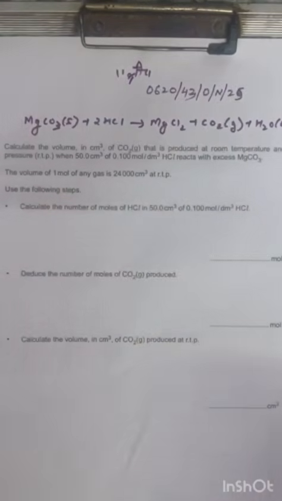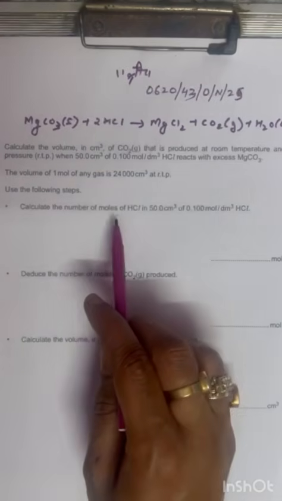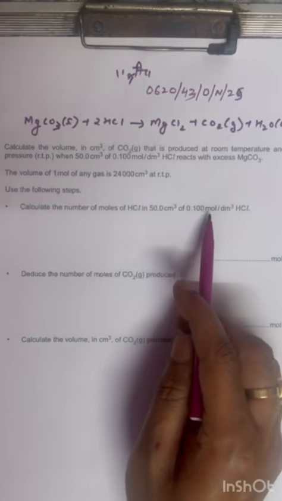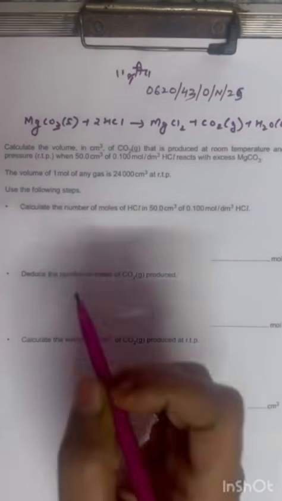It says magnesium carbonate, when it reacts with 2 times HCl, gives rise to MgCl2 plus CO2 plus H2O. So what I need to do over here is calculate the number of moles of HCl in 50 centimeter cube of 0.1 mole per decimeter cube HCl.